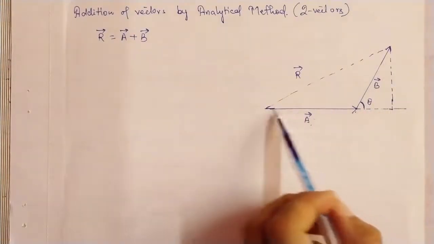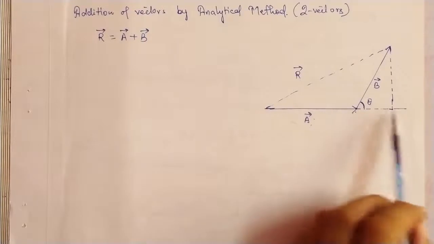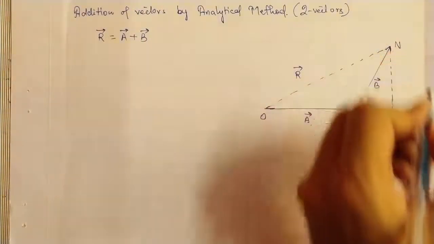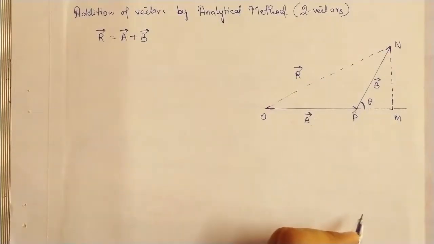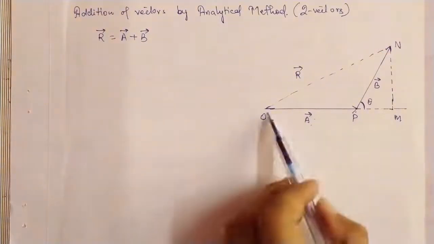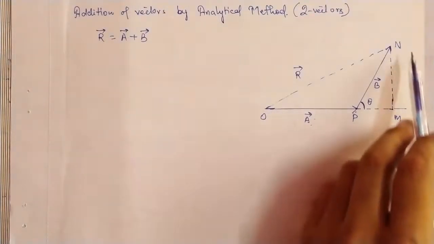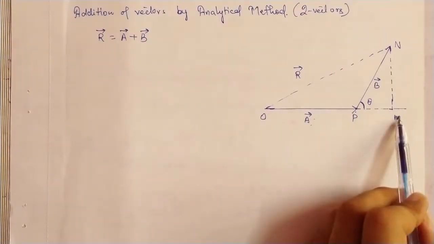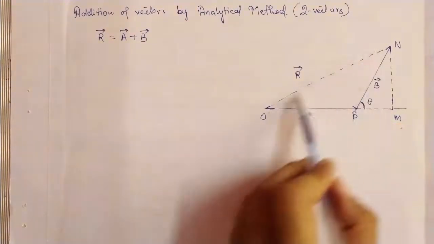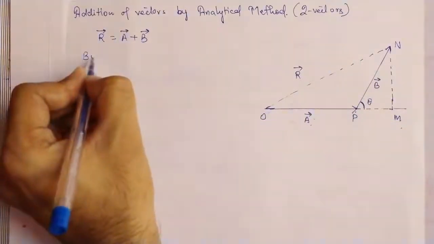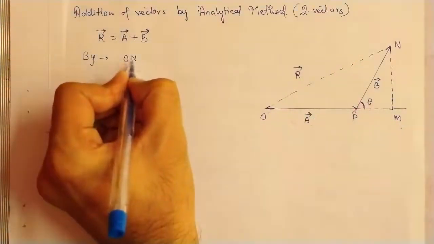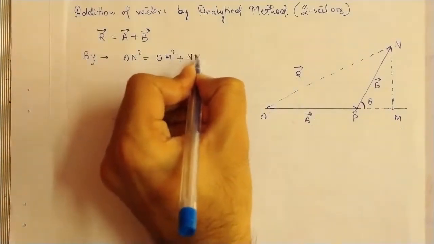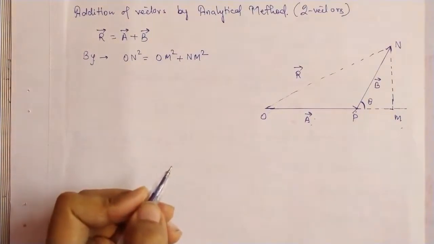Now let's write the points for the corners. Let's call them O, P, M and N. Now we can see that OM and MN form a right angle triangle. So if I want to write ON, by using the Pythagoras theorem I can write ON square is equal to OM square plus NM square.